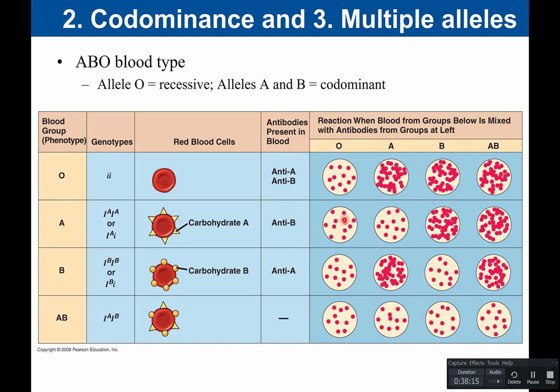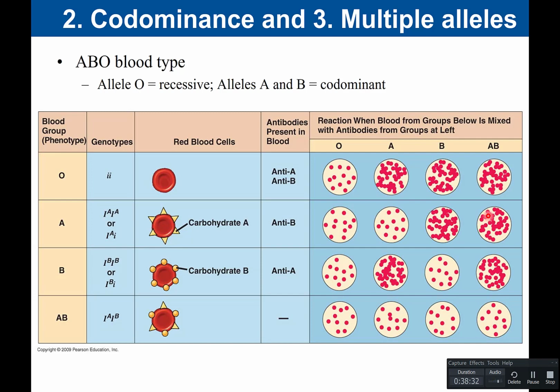So somebody who is blood type A can receive O because O blood is naked. There's nothing for their blood to react against. They can receive A, but they can't receive anything with a B. So they can't get B and they can't get AB.